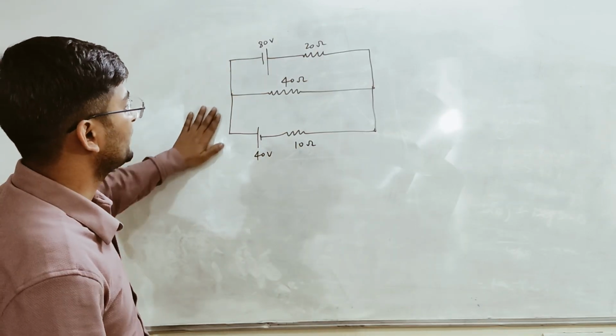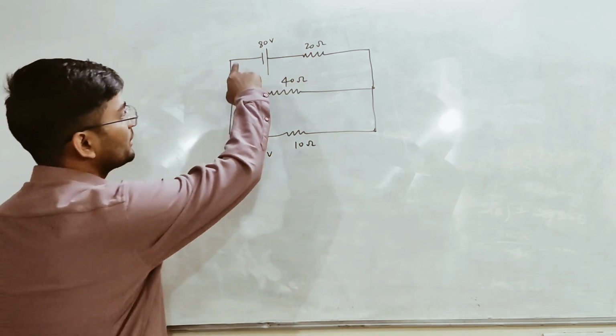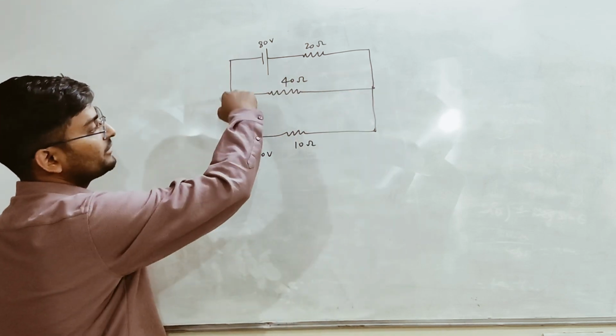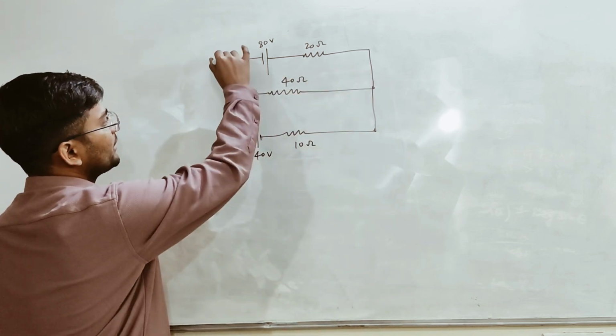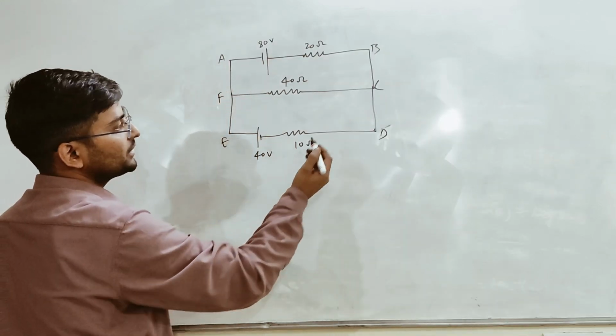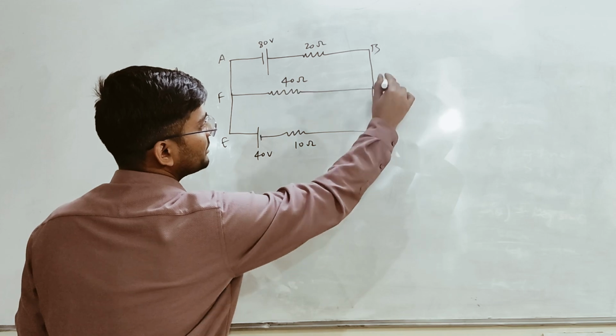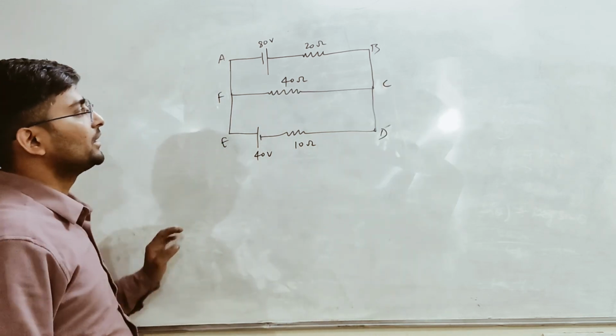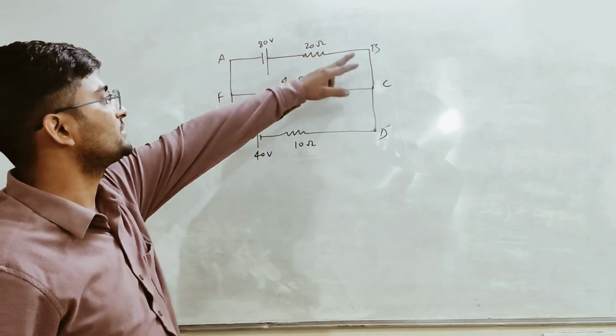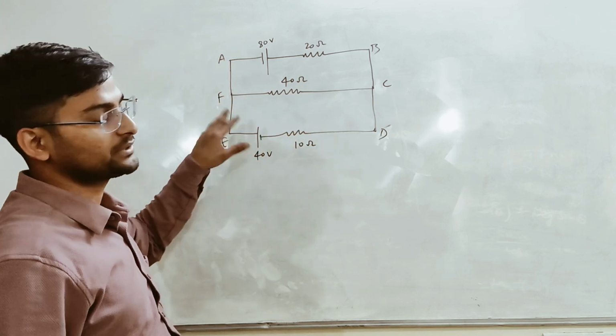Firstly, what we do is some labeling of these corners, these points, these junctions: A, B, E, C, and F. This is a good thing to label, because when we apply KVL loop-wise, we consider this one loop and this the second loop.